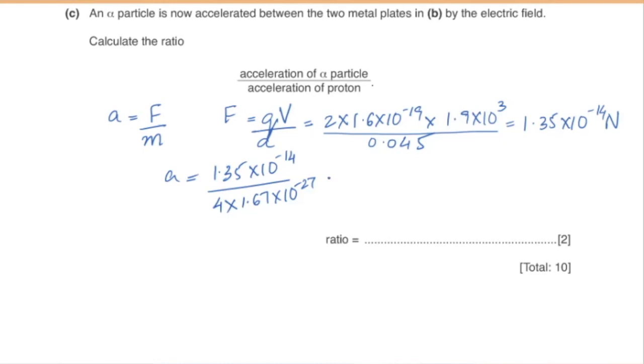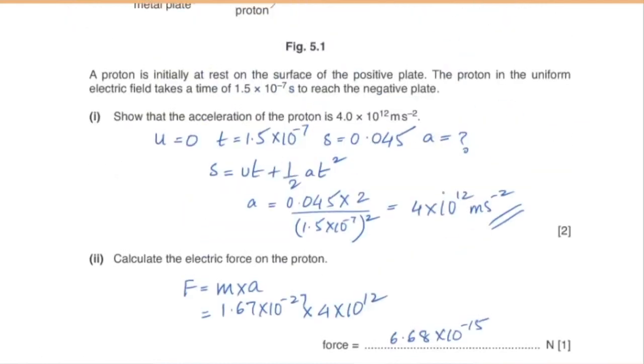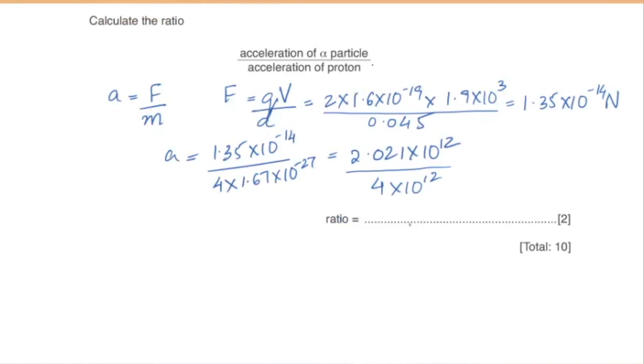Now, the ratio of the acceleration of the alpha particle and proton: this is the acceleration of the alpha particle divided by the acceleration of the proton from the previous part, which is 4 × 10^12. So dividing by 4 × 10^12, you get a ratio of acceleration as half, which is 0.5.